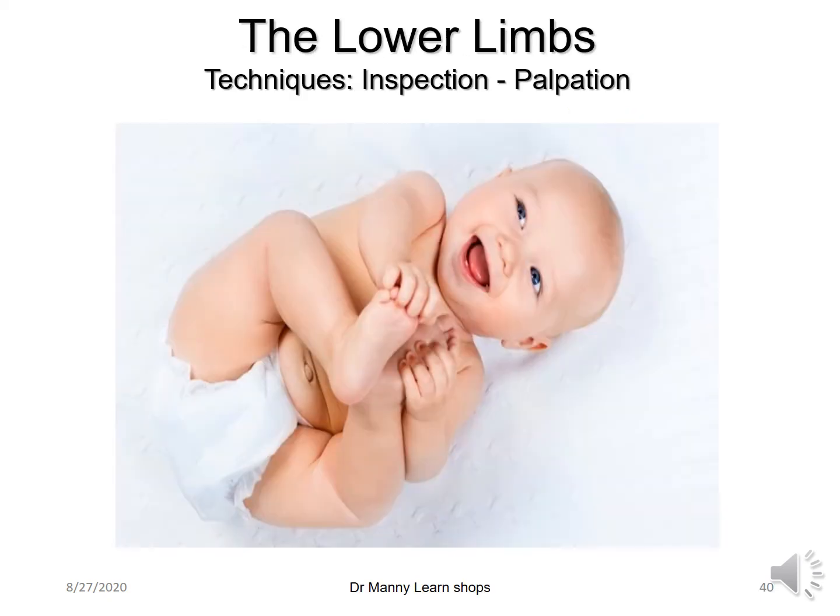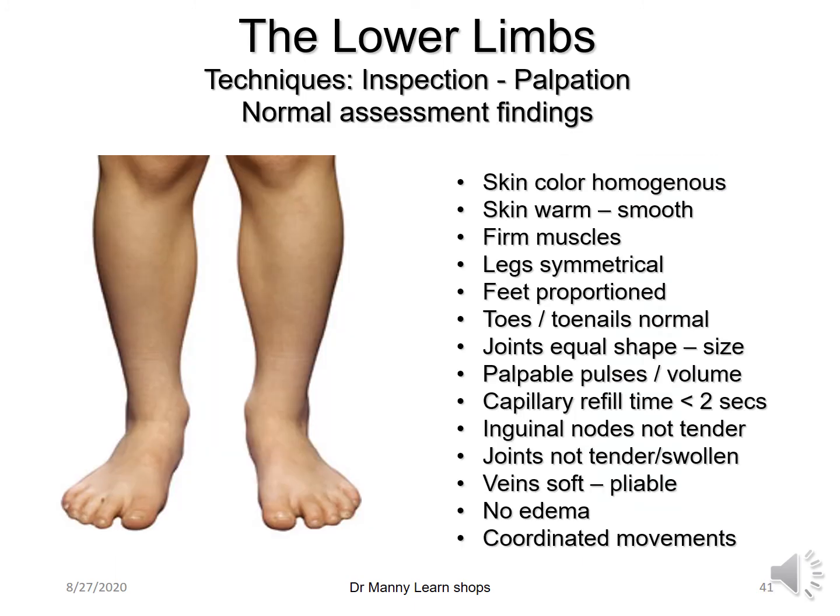Let's review the lower limbs now. With the lower limbs, we're looking at techniques that relate to inspection and palpation. Normal assessment findings are very, very similar to the upper limbs, except we're related to the legs, the feet, and the toes. Skin colour is the same, symmetrical, homogeneous. Skin is warm, smooth. Muscles, when palpated, are firm, not floppy. Legs are symmetrical, equal length, equal size. Feet are appropriately proportioned. They're not identical, but they're the same. Toes, toenails are normal. No joint swelling, tenderness.